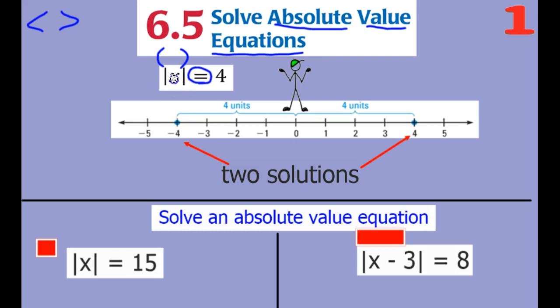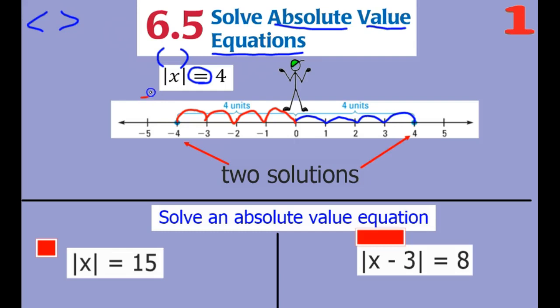So if x is in our shower and the absolute value of x equals 4, we know that x has to be 4 units away from 0, or the distance from 0. So we could have 4. x would be 4 units away from 0, because we have 1, 2, 3, 4. Or the other thing that would be 4 units away from 0 would be negative 4. 1, 2, 3, 4.